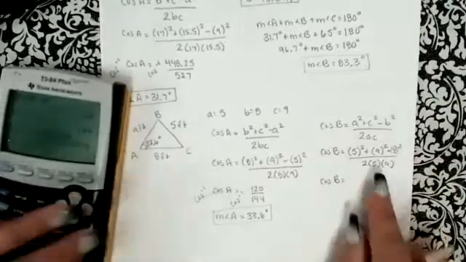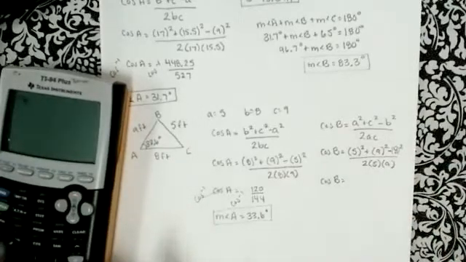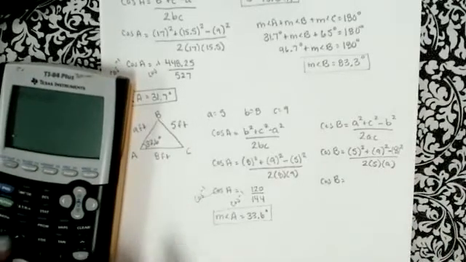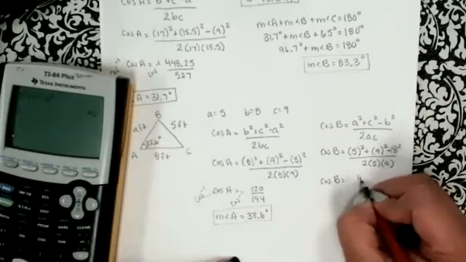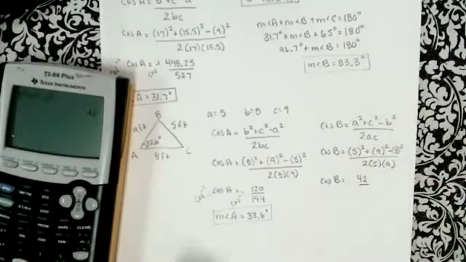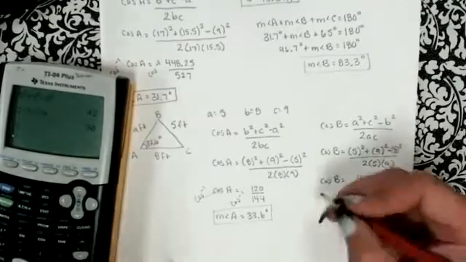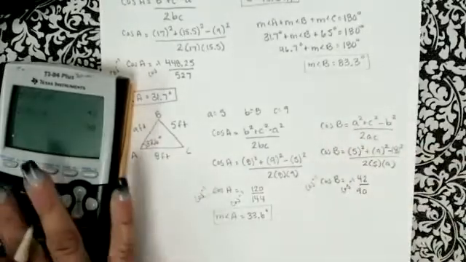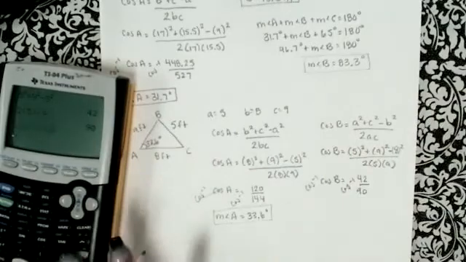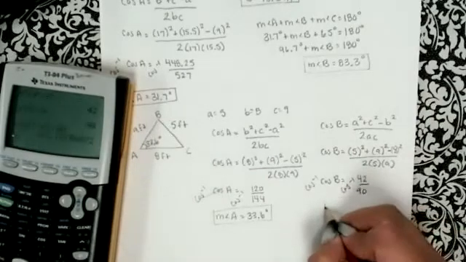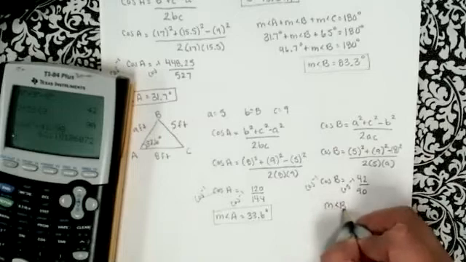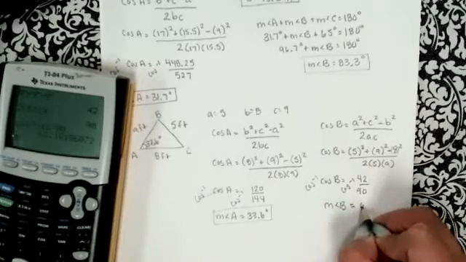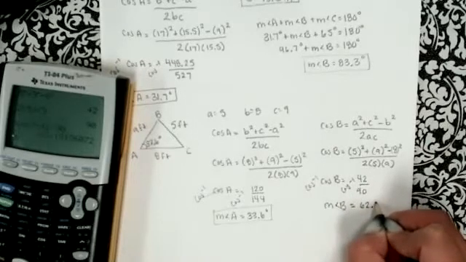I'm going to type all that in the numerator. The numerator, 5 squared plus 9 squared minus 8 squared. The numerator is 42. In the denominator, I have 2 times 5 times 9, which is 90. And then the opposite of cosine is cosine inverse. So cosine inverse of 42 divided by 90. So the measure of angle B comes out to be 62.2 degrees.